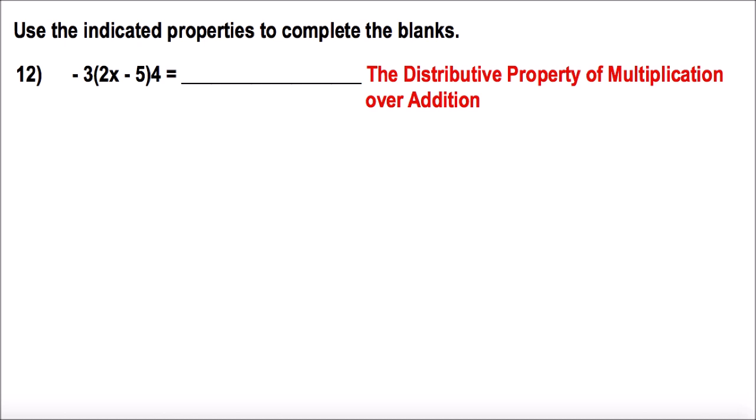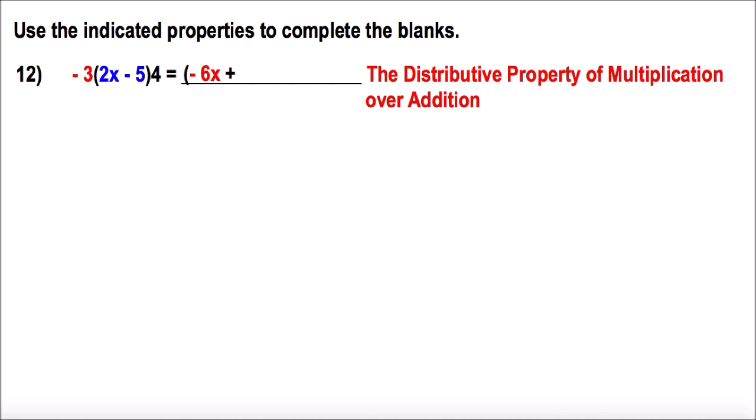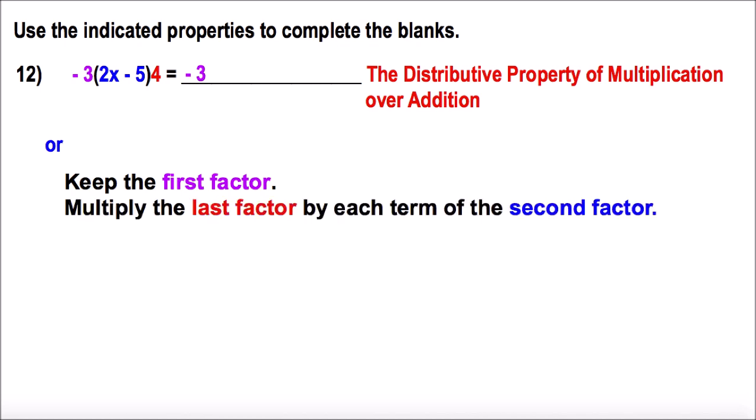The distributive property of multiplication over addition: multiply the first factor by each term of the second factor, which is a sum. So we're going to multiply negative 3 by the quantity 2x minus 5, obtaining the quantity negative 6x plus 15 times 4. Or we could keep the first factor the same, negative 3, and multiply the last factor by each term of the second factor. So 2x times 4 is 8x minus 20, negative 5 times 4.